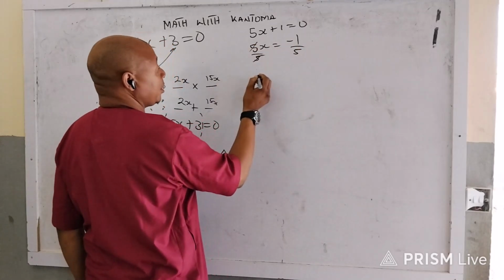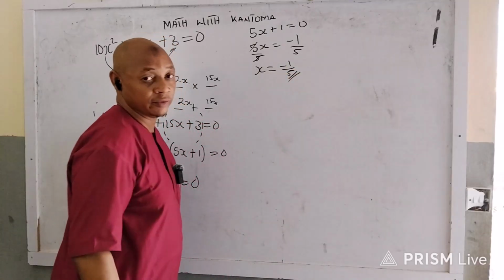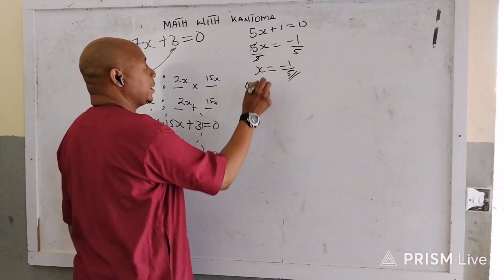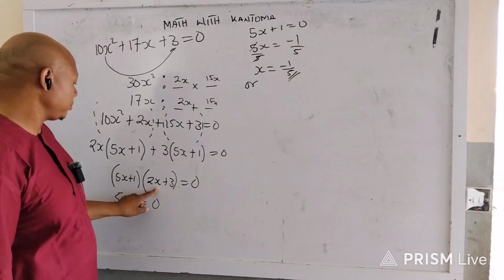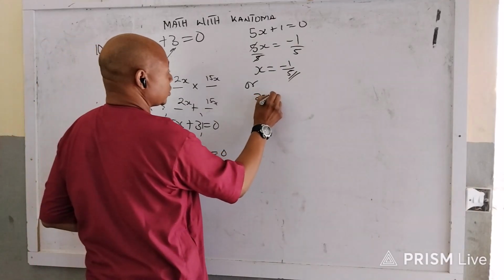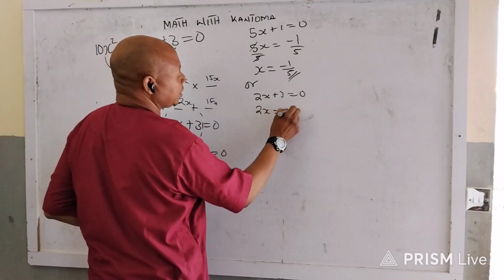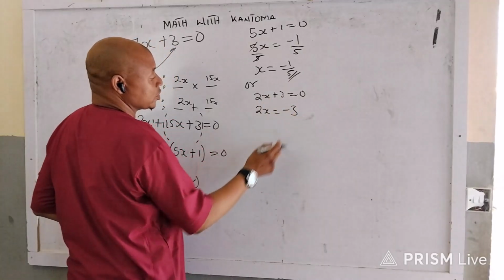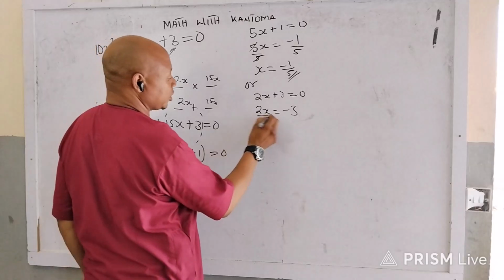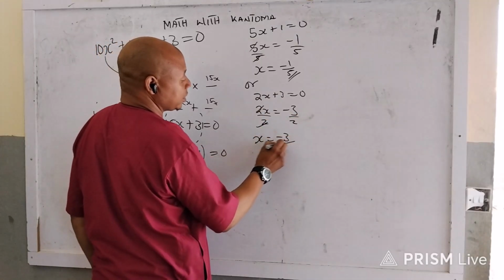We divide this by the coefficient of x. So x is minus 1 over 5 as the first value of x. Or if the second value is equal to 0, meaning if 2x plus 3 is equal to 0, then the value of x is now going to be, take this 3 across the equality, 2x is equal to minus 3. So we're looking for x to be divided by 2. So x is equal to minus 3 over 2.